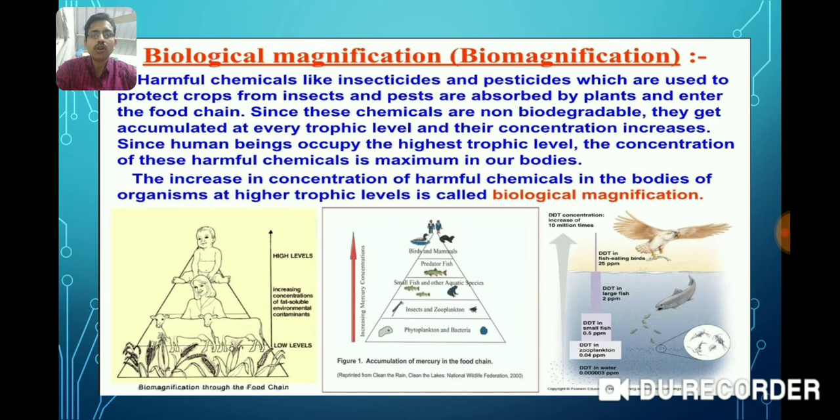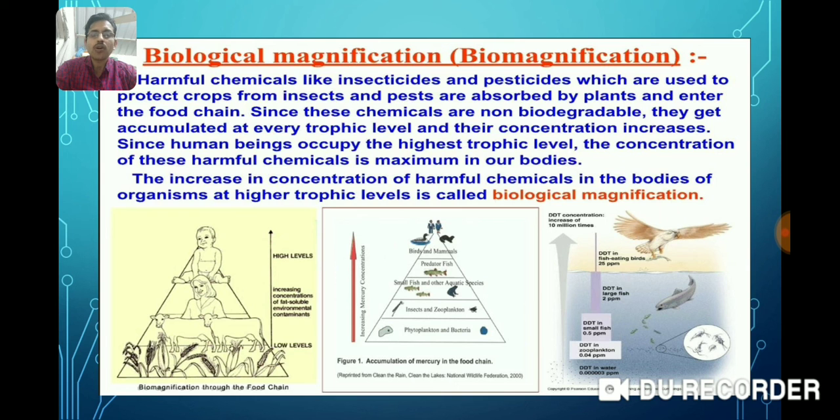Next, we will talk about an important topic that is called biological magnification. Biological magnification or biomagnification is the increase in the concentration of harmful chemicals like insecticides and pesticides, which are used to protect crops from insects and pests, are absorbed by plants and enter the food chain. Since these chemicals are non biodegradable, that is, they are not broken down by bacteria and fungi, they get accumulated at every trophic level and their concentration increases.